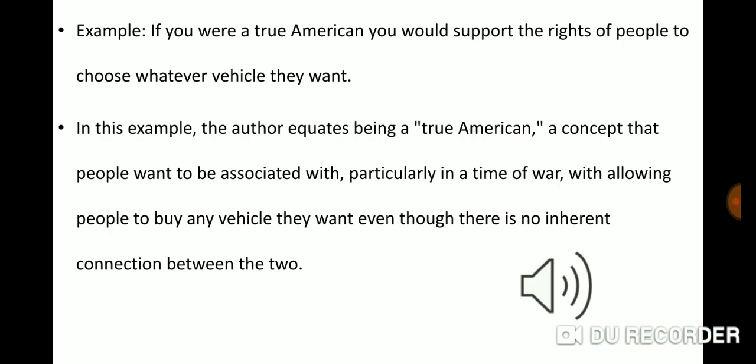Example: if you were a true American, you would support the rights of people to choose whatever vehicle they want. In this example, the author equates being a true American, a concept that people want to be associated with, particularly in a time of war, with allowing people to buy any vehicle they want, even though there is no inherent connection between the two.